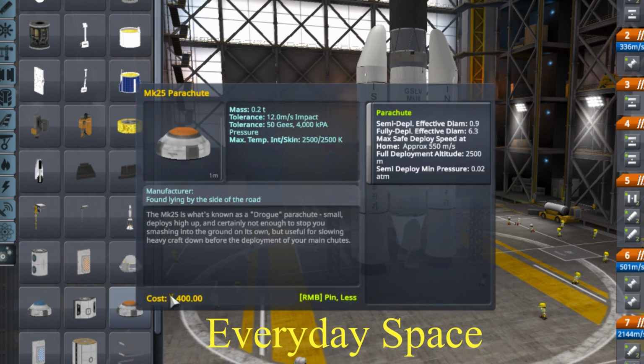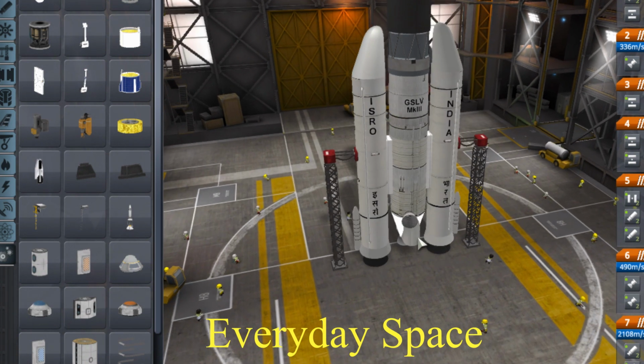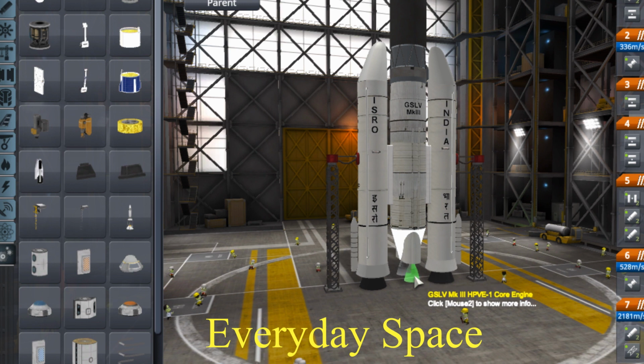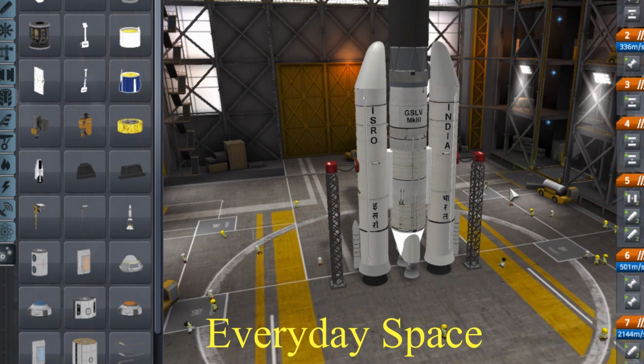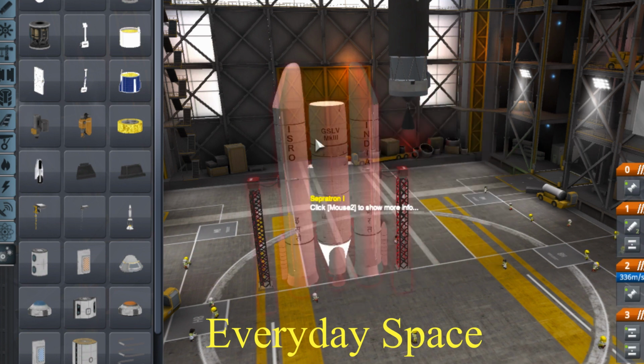As you can see here, there are two Vikas engines at the bottom. These are Vikas derivative engines, and there are two of these at the bottom of the rocket. This entire thing is the first stage, as you can see here. This center core is the first stage of the rocket.